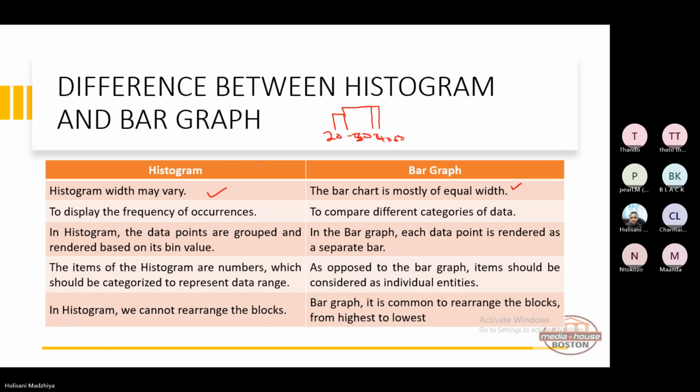And then the other difference is that the data points are grouped and rendered based on the bin value, whereas in the bar graph, each data point is rendered as a separate bar.